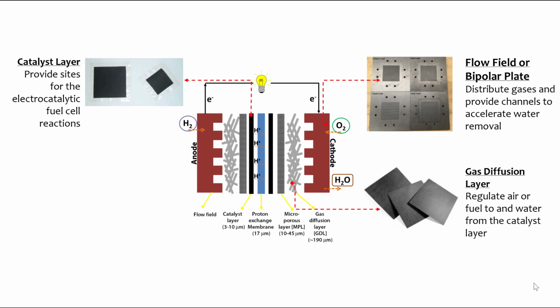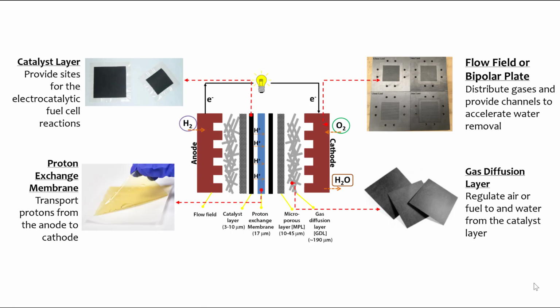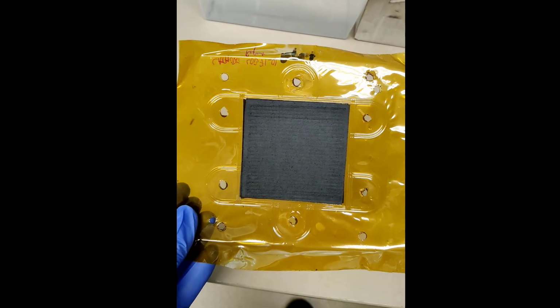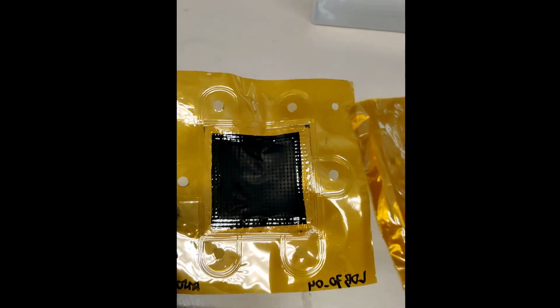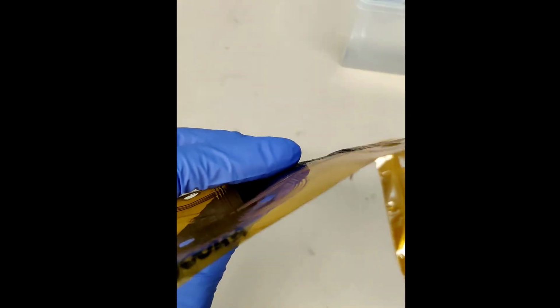In the middle of this multi-layer structure is the proton exchange membrane made of ion conductive polymer. The function of this layer is to transport protons from the anode to the cathode. This is how a fuel cell MEA with a pair of GDLs looks. And the one on the left here is an MEA without GDL. You can also see the thickness of an MEA.